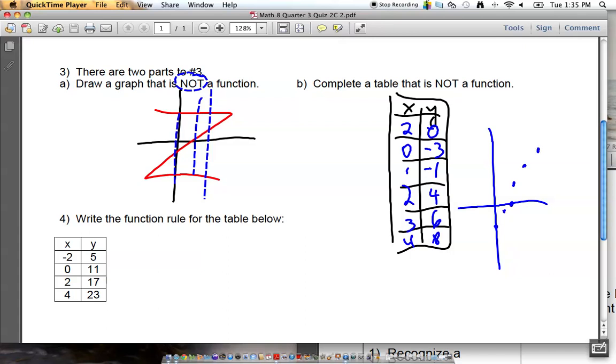Can you see that if I draw a vertical line, it's going to touch twice, here and here? So you can either plot the points and see where it touches twice, or it's easier to realize that as soon as an x value repeats with different y answers, you have not a function. Okay? Questions?